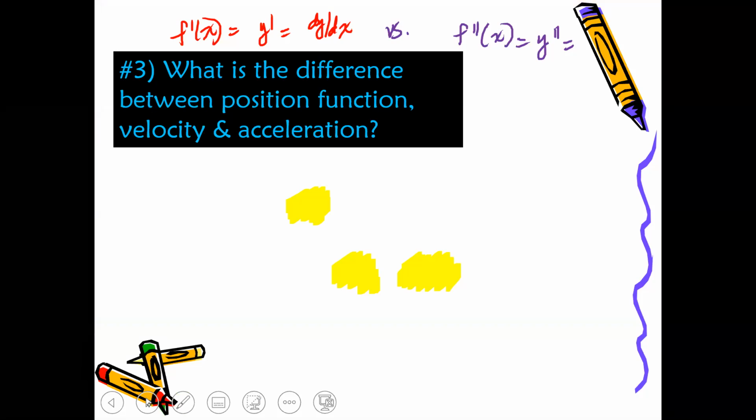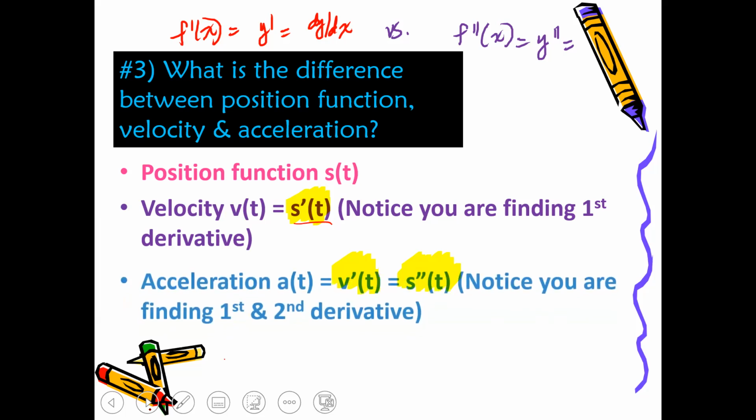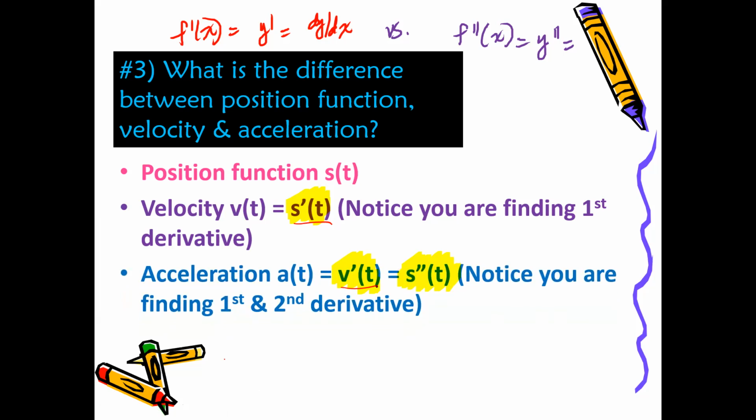All right, so today we're going to talk a little bit more about acceleration and velocity and position function. You know the relationship is that a position function is often represented by s of t or f of x, and then your velocity is always going to be the first derivative of the position function, and then your acceleration is the first derivative of the velocity or the second derivative of the position function. So that is kind of the relationship.